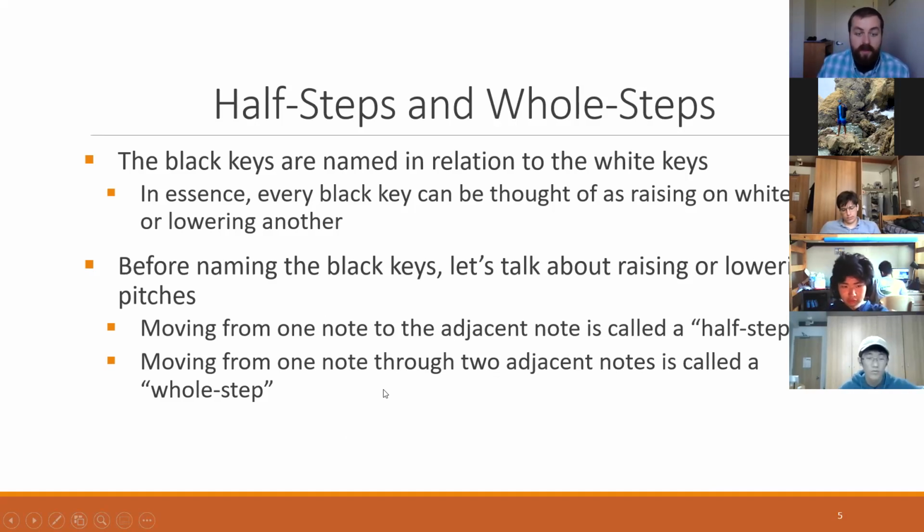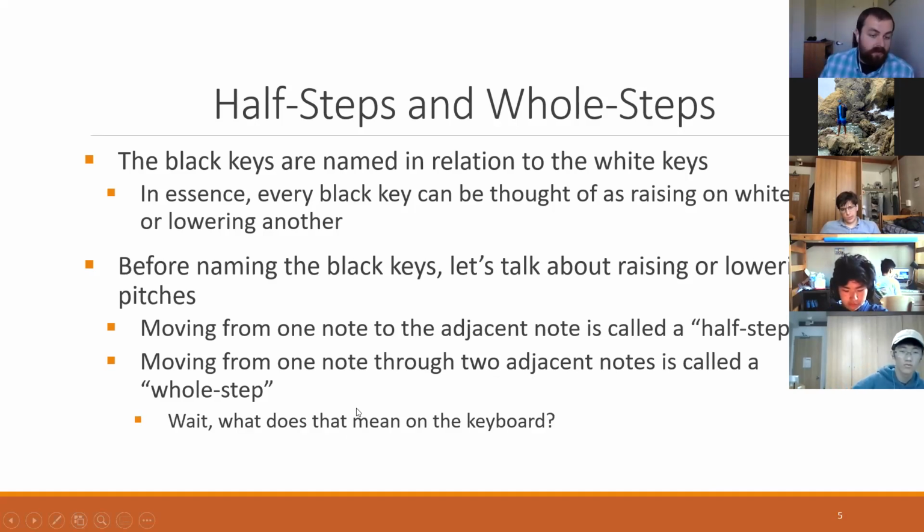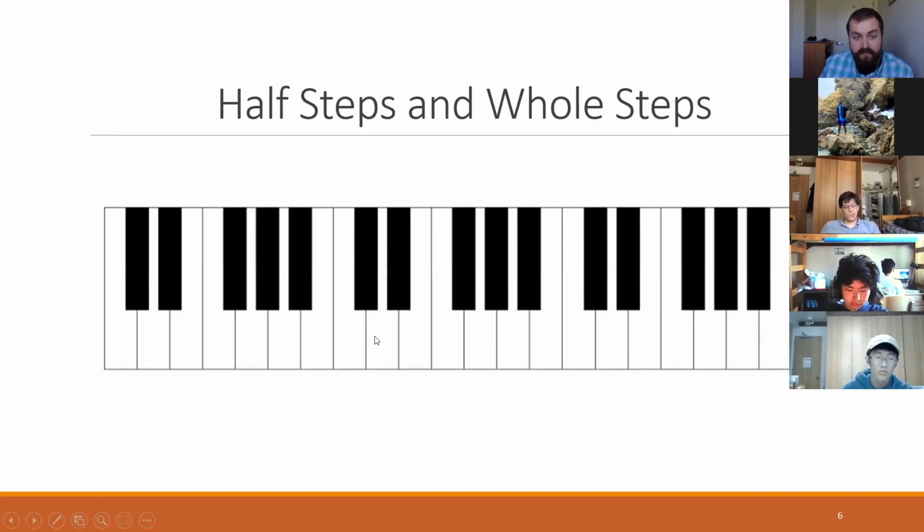So for right now, moving from one note to the adjacent pitch is a half step, and one pitch to the second adjacent pitch is a whole step. But wait, how does that factor in on the keyboard? What the heck am I talking about? Let's take a look at the keyboard here. So here's our keyboard. Now, I'll talk through these and then we'll have some practice identifying on our own later.